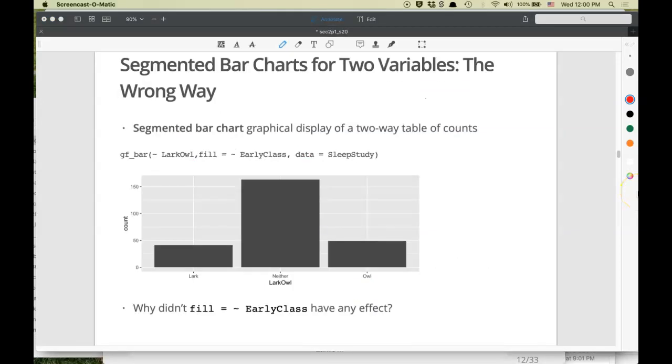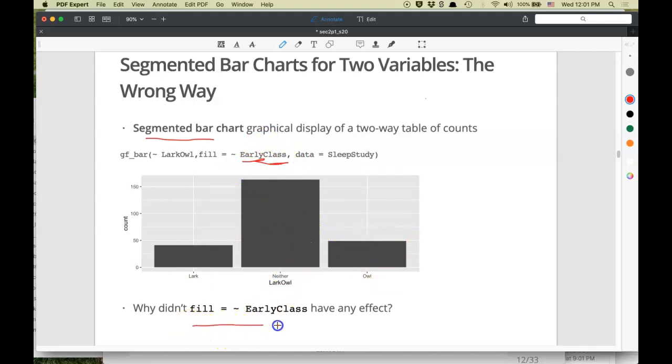Okay, now I'm at the next screen, and I want to show you the relationship between two different variables using graphical methods, using a segmented bar chart. So the idea of a segmented bar chart is to have each bar segmented into two groups, or more than two groups depending on the number of categories. But something went wrong here. Rather than having these different colors based on whether or not an individual has an early class or not, we just get the same sort of gray-black boxes we were getting before.